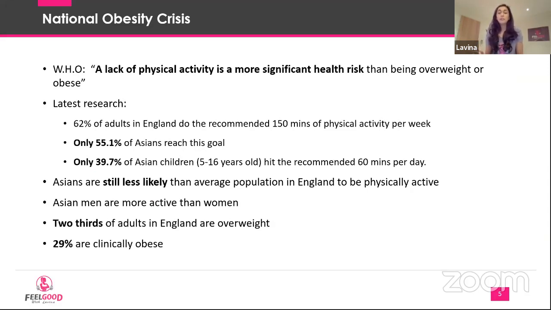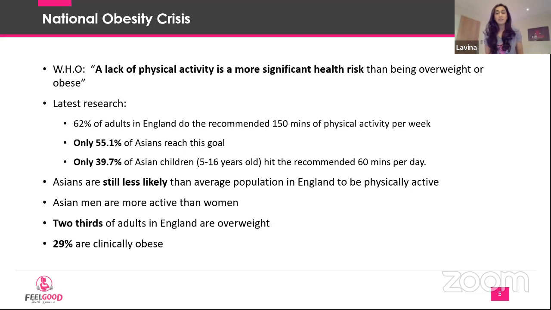So the latest research shows that only 62% of adults in England do the 150 minutes. So that's quite similar to what we had. I think, Ashish, was that question, was it about 61%? I think. Yes, I think it's quite similar to our Oshwal answer there.